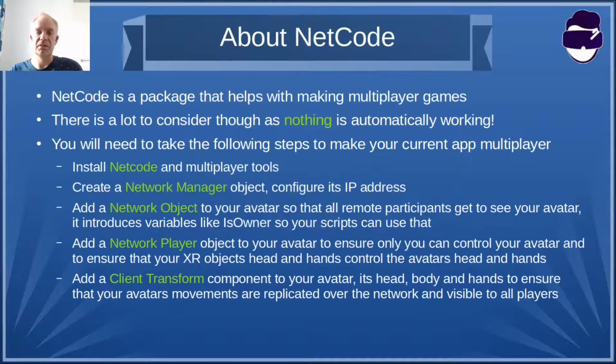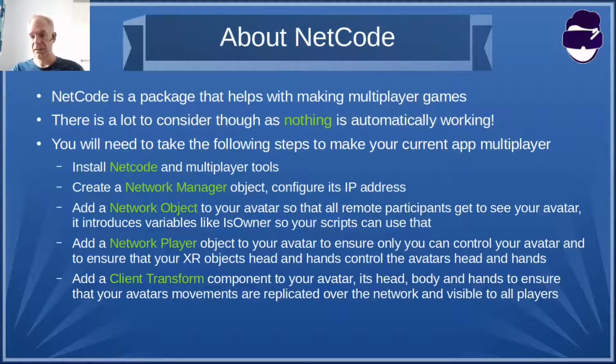There's another complexity: once you start moving around your avatar and moving your hands and your head, that's not automatically replicated to all of the clients, because NetCode by default does not provide that functionality. So you need to add a client transform component and a network player object to make sure that all your data is replicated over the network: all your movements, all your rotations, all your positions, and even the scaling will be replicated.